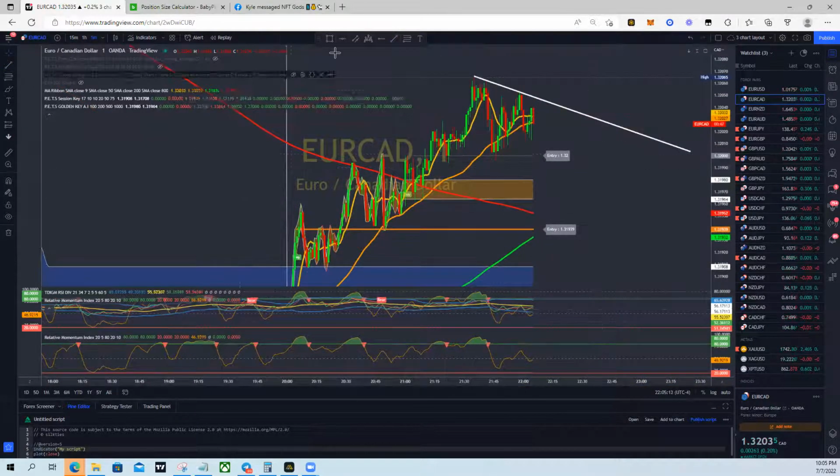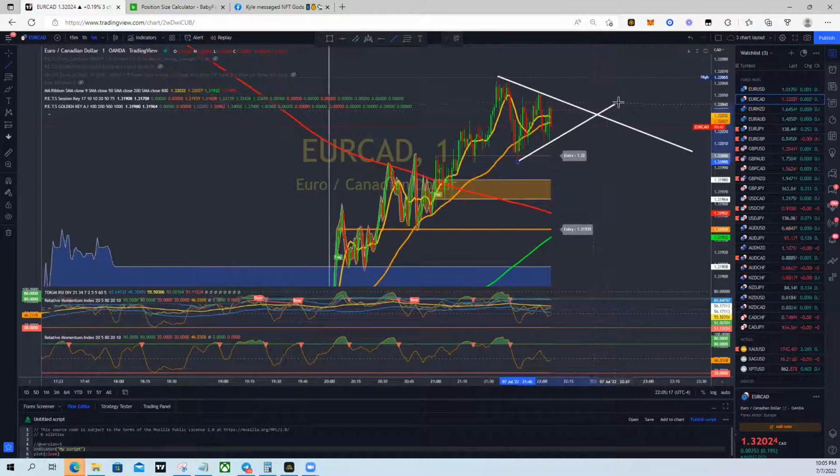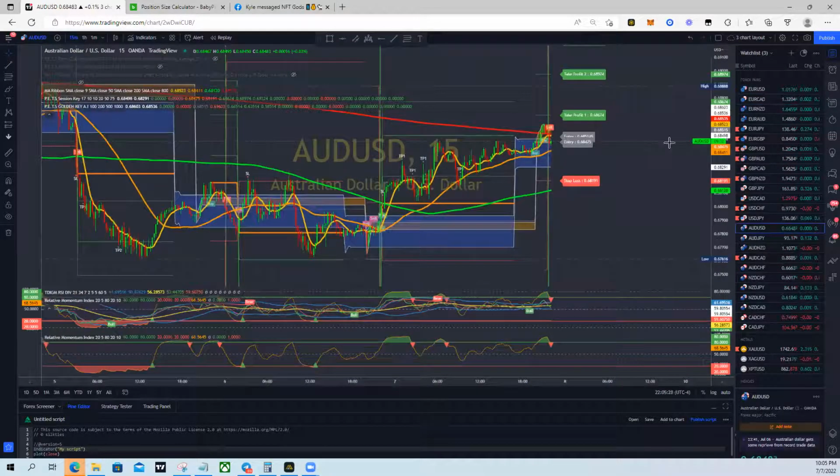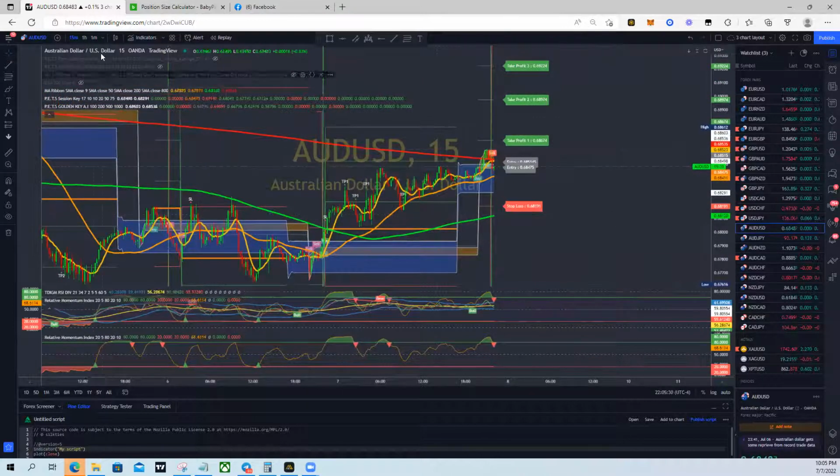Y'all see anything? Hey, look back on the Aussie pairs though. Look back at the Aussie pairs, bro. And check the 15 minutes on the Aussie pairs. Remember we saw that buy north of the zone before we got on the session.